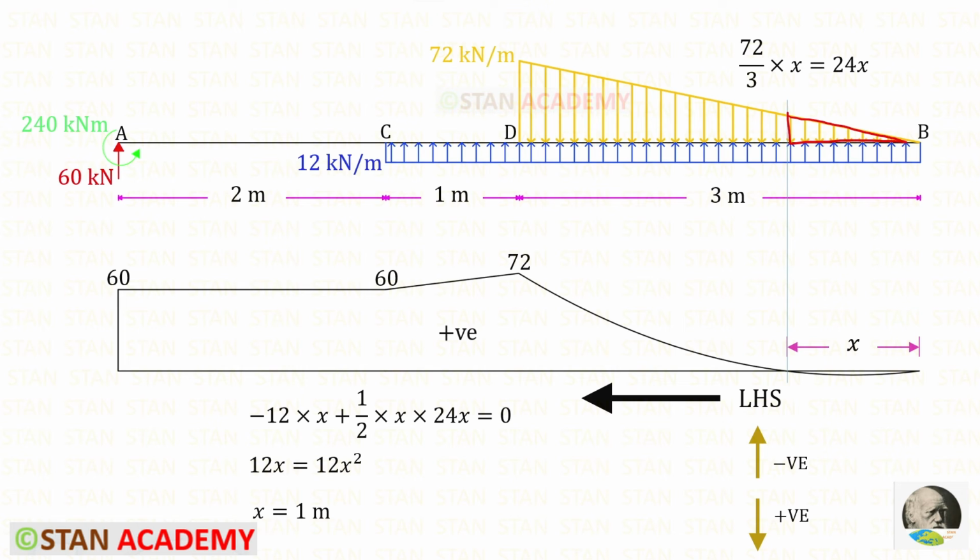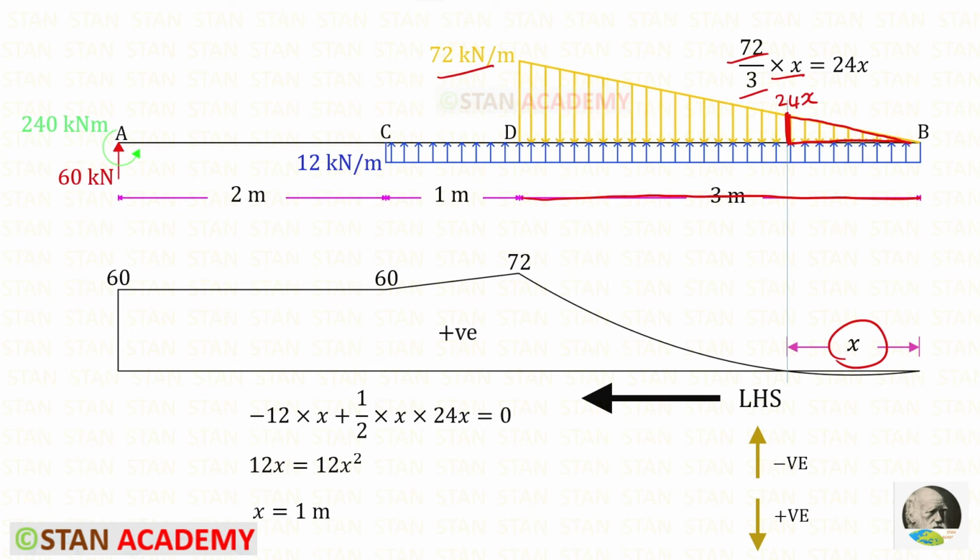We need to find the area of this triangle. First, we need to find this height. For the distance of 3 meter, the height is 72. So for 3, it is 72. But we need the height at the distance of x, so we have to multiply with the x. So this height is 24x.